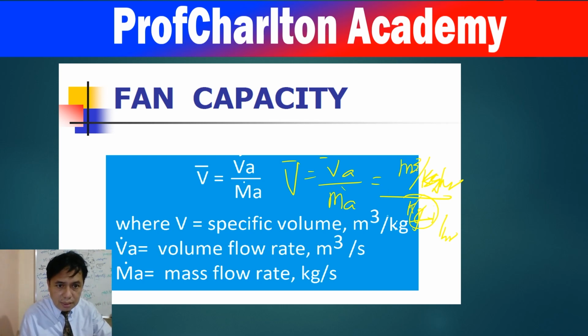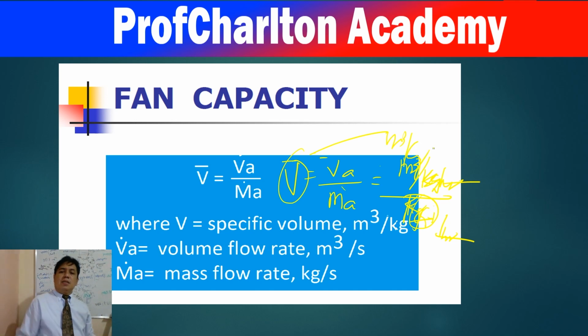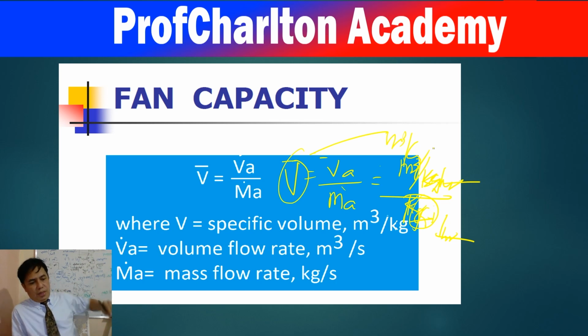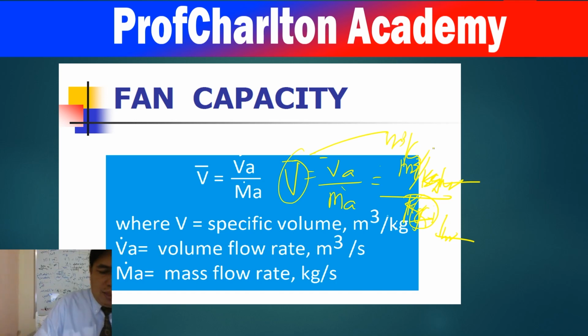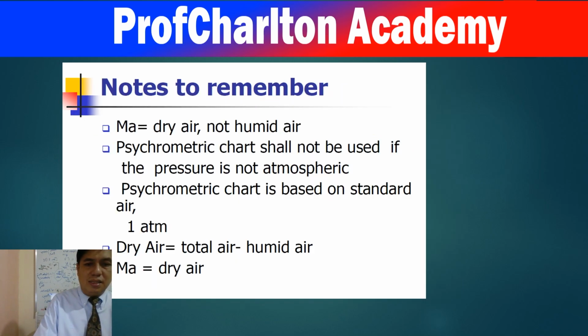Yeah, m is the mass and V is the volume. So per hour, meter cube per hour, and kilogram per hour. So both the per hour can cancel, leaving meter cube per kilogram. So this is meter cube per kilogram, where V is the specific volume. Then V sub A is the volume flow rate in meter cube per second, and M sub A is the mass flow rate. So those are the parameters to be solved, especially on the board exam problems.